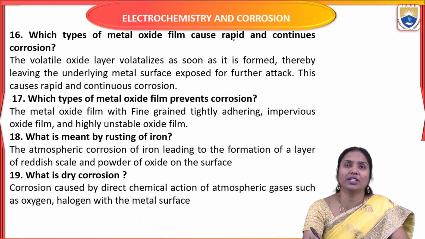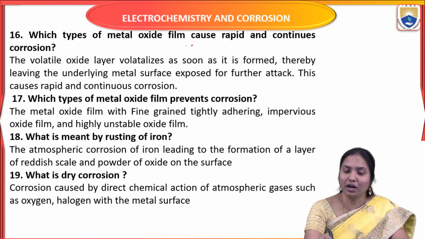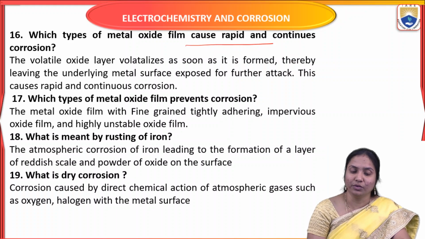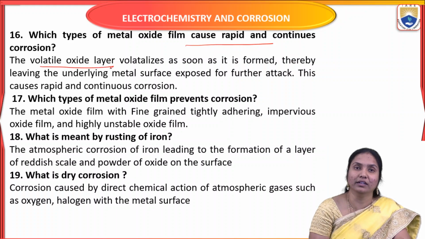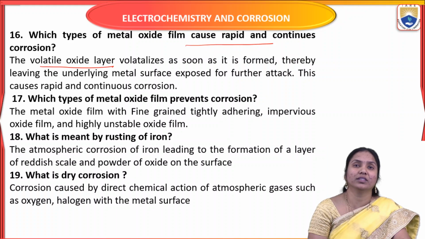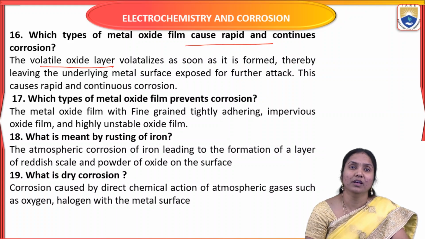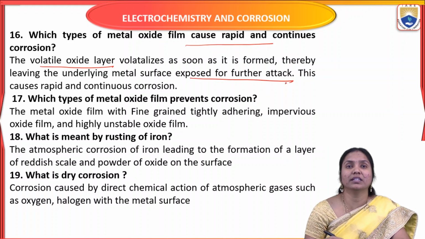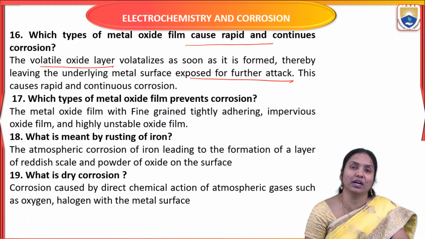And next one: which type of metal oxide film or layer causes rapid and continuous corrosion? The volatile oxide layer volatilizes as soon as it is formed, thereby leaving the underlying metal surface exposed to further attack. So this causes rapid and continuous corrosion.